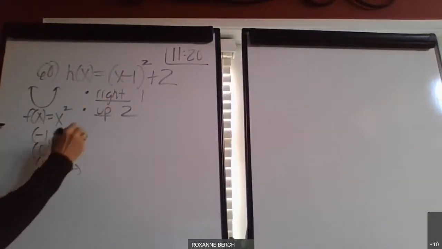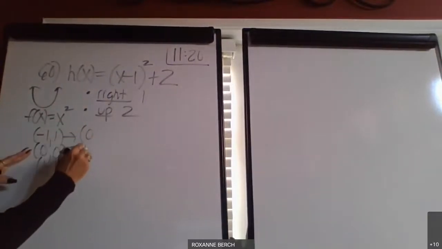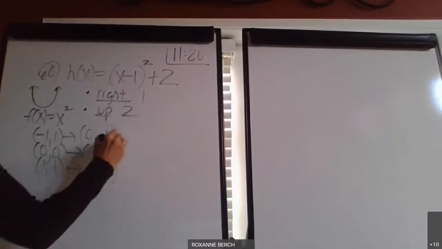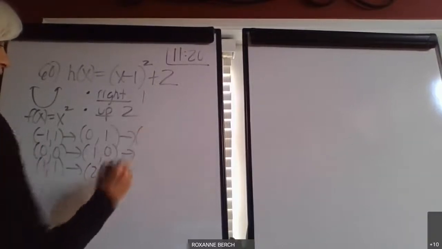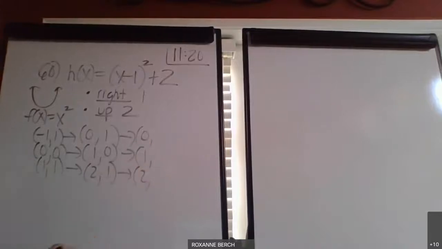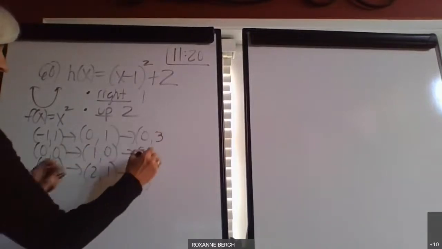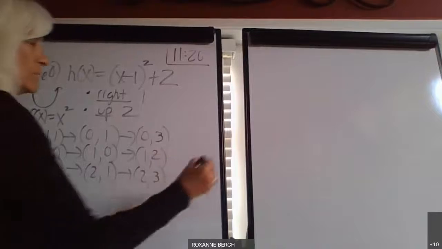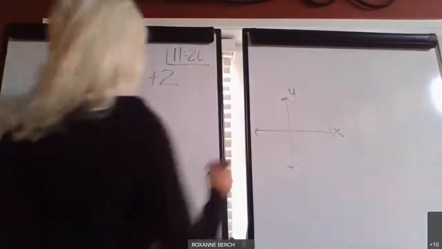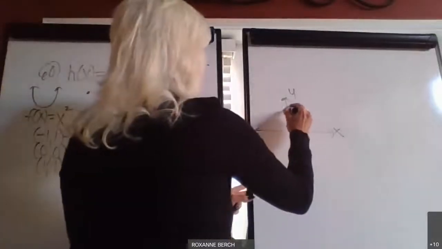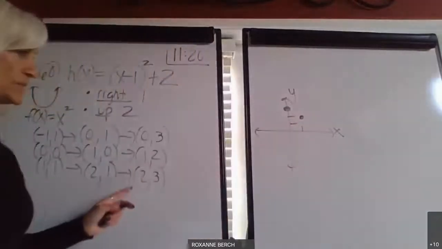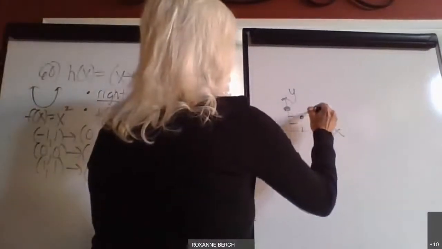Right 1 means add 1 to the x. Add 1 to the x. Add 1 to the x. The y's don't change. Up 2 means add 2 to the y. The x's don't change. So add 2, add 2, add 2. So when you graph this, this would be 0, up 3. This would be right 1, up 2. And this is right 2, up 3.